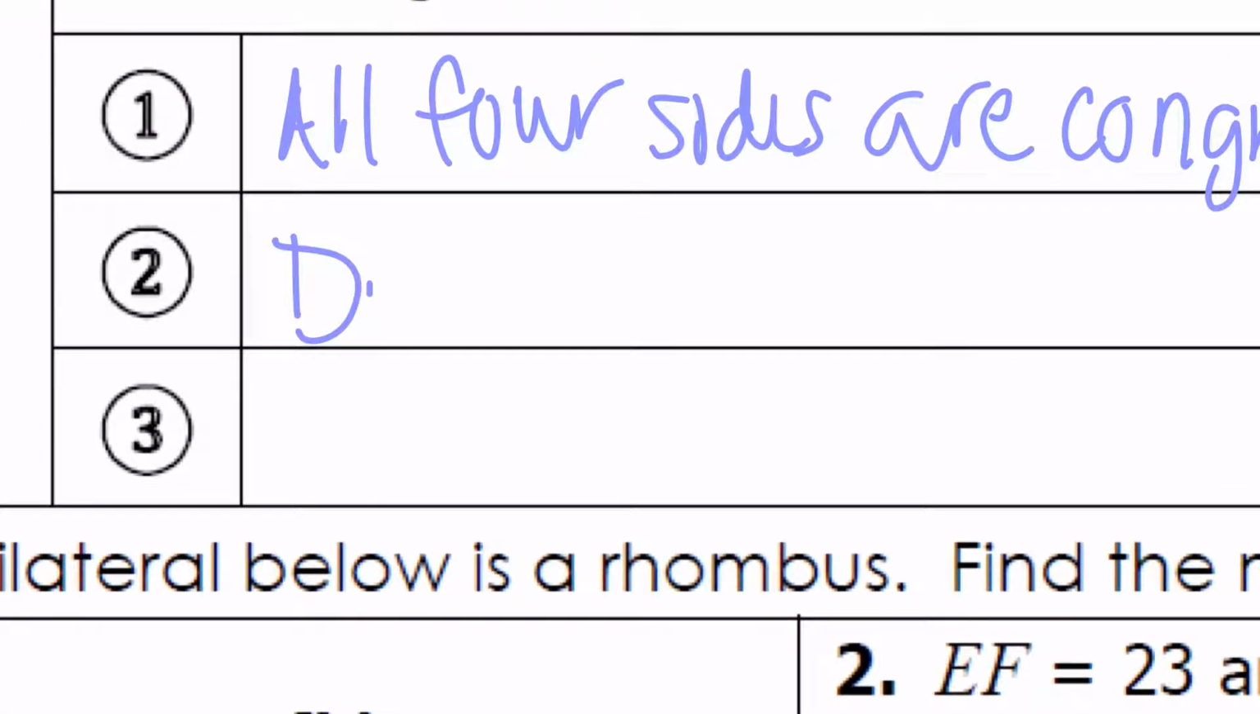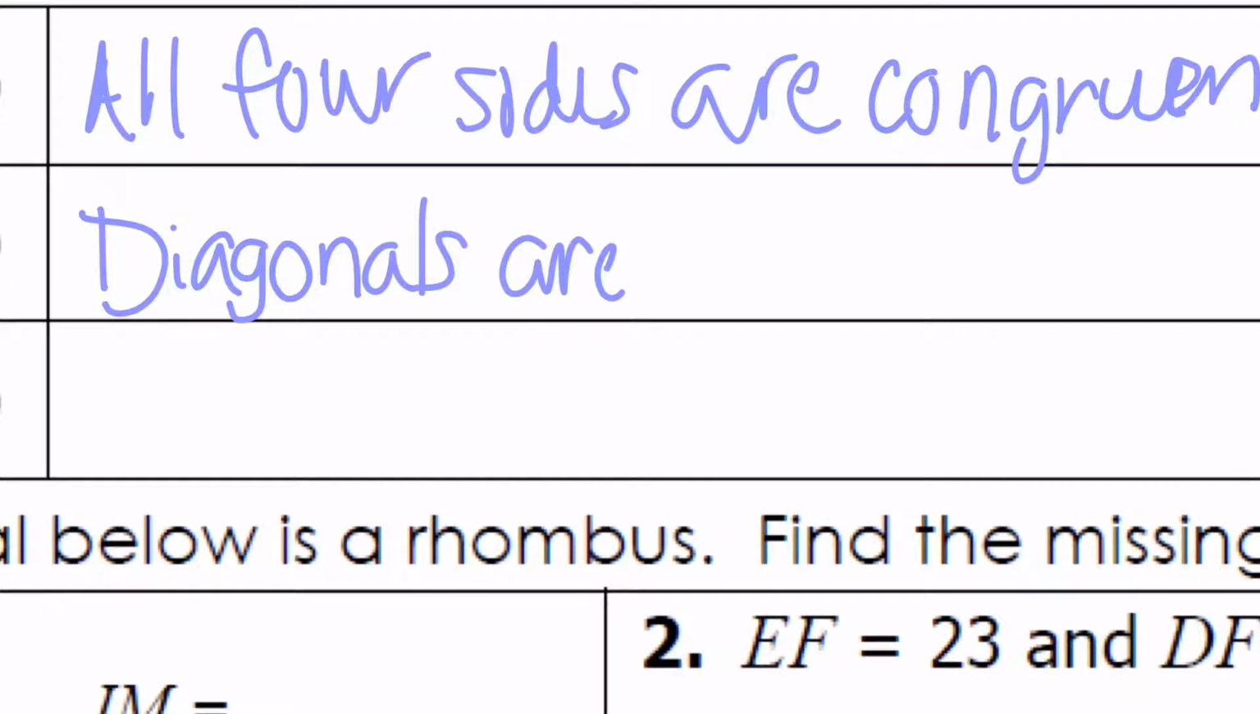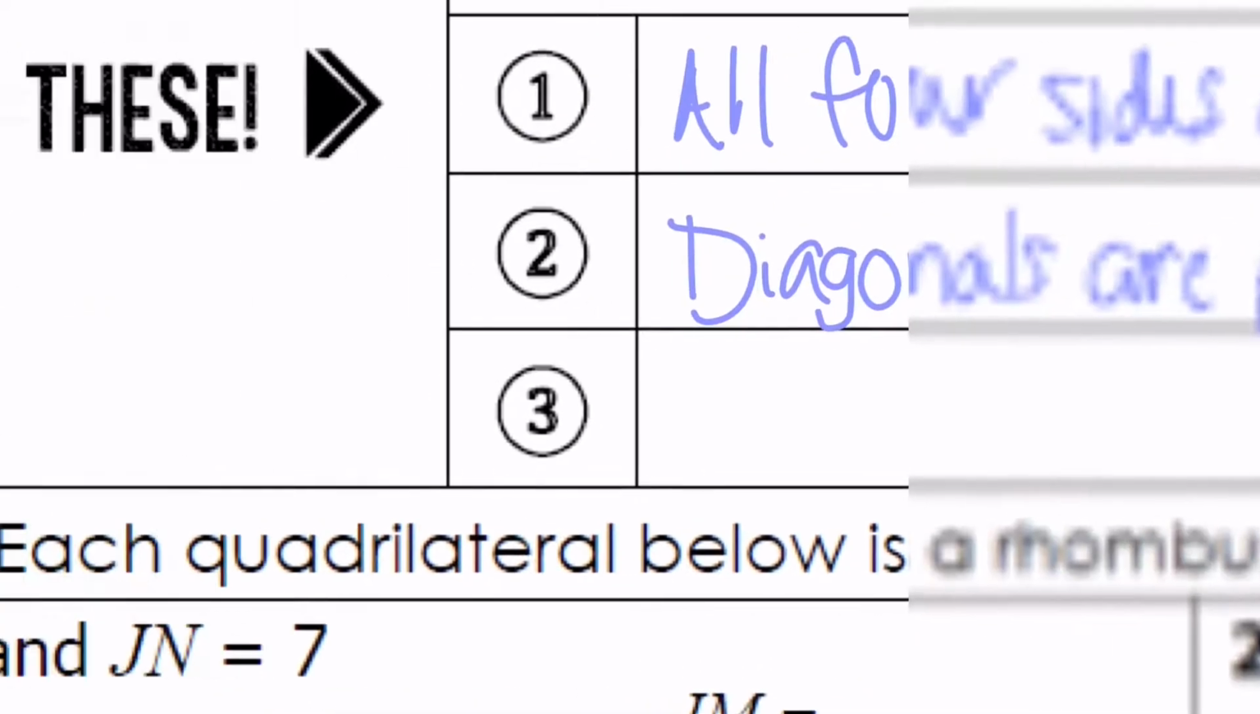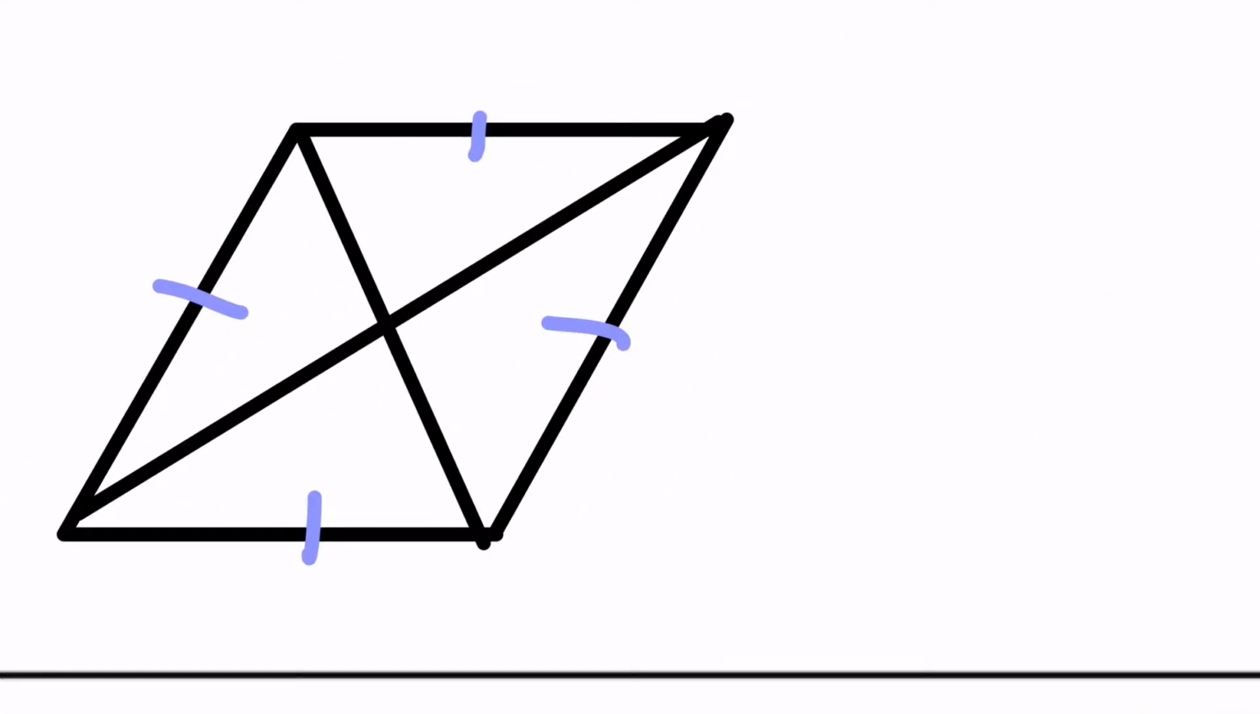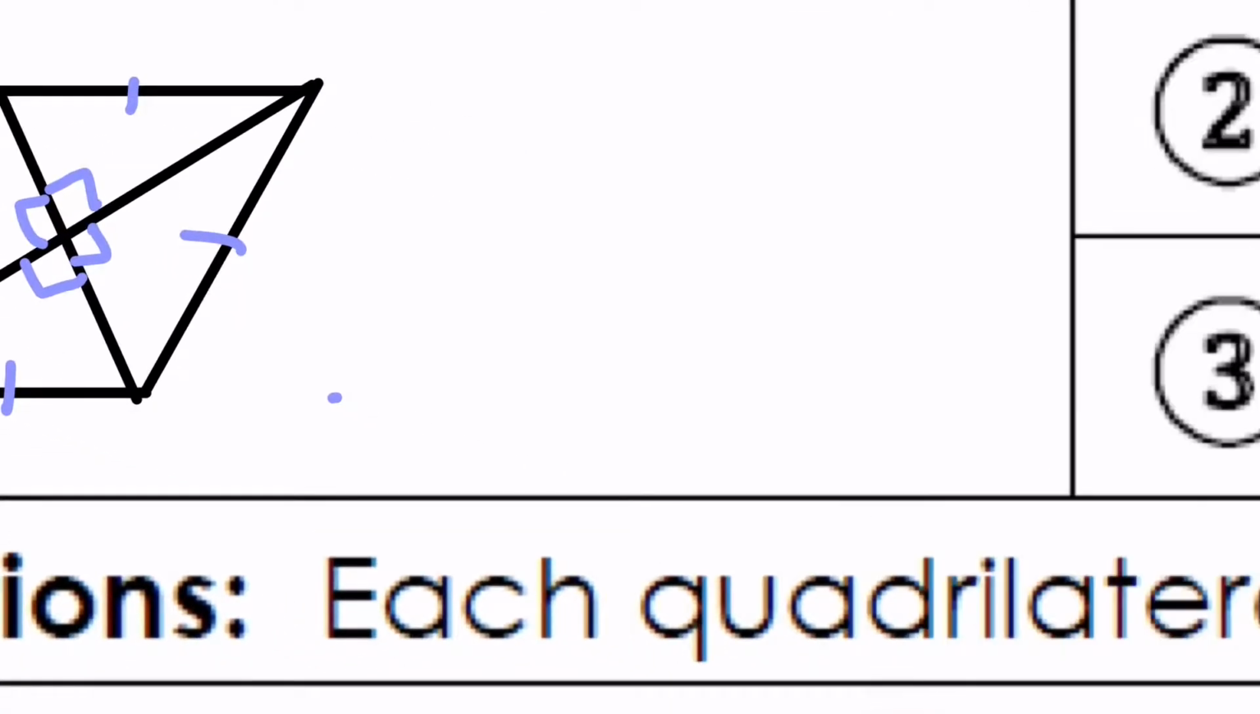Also, their diagonals are perpendicular. So remember, that means that they form 90-degree angles all the way around. Their diagonals do.